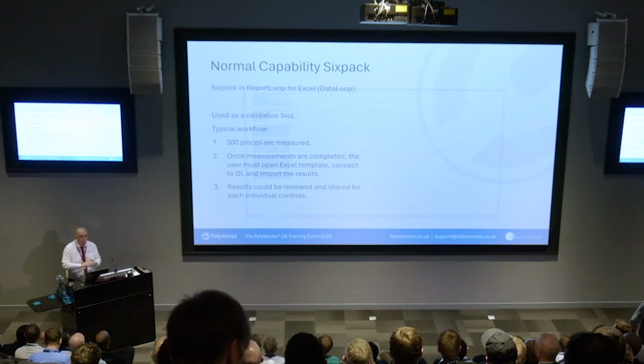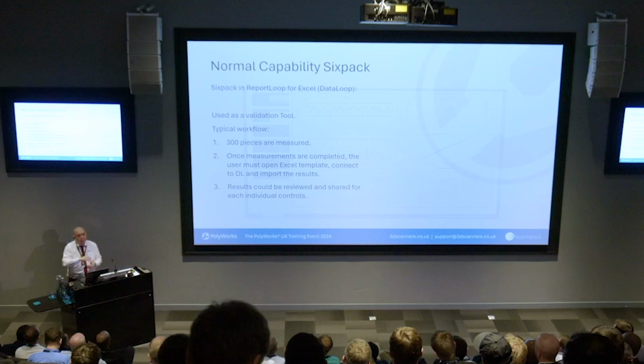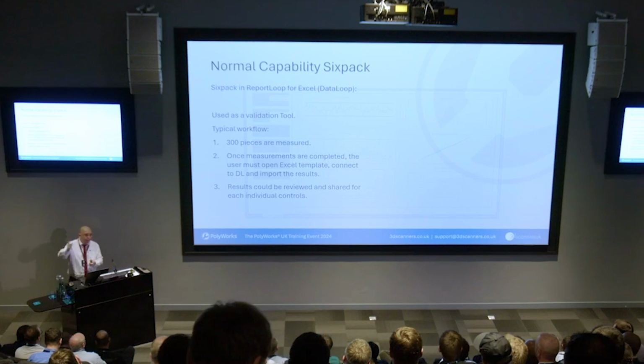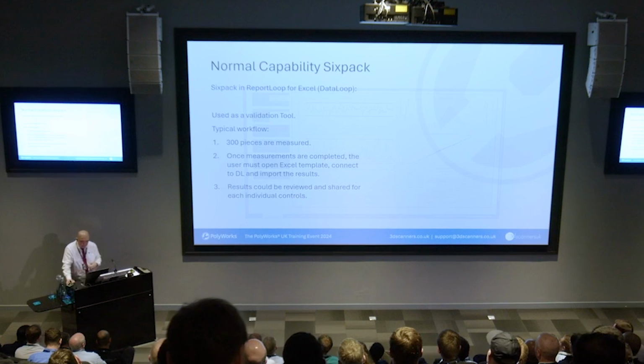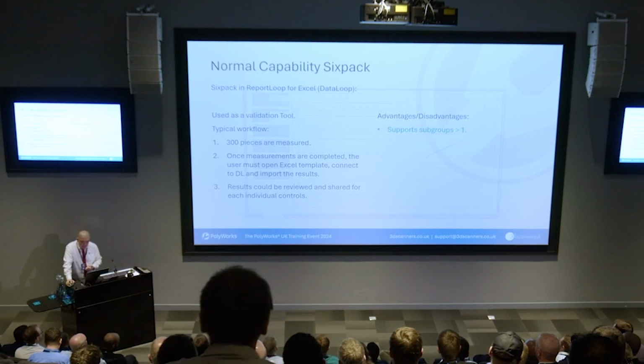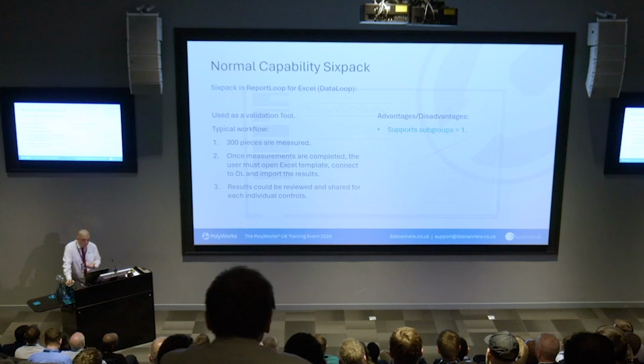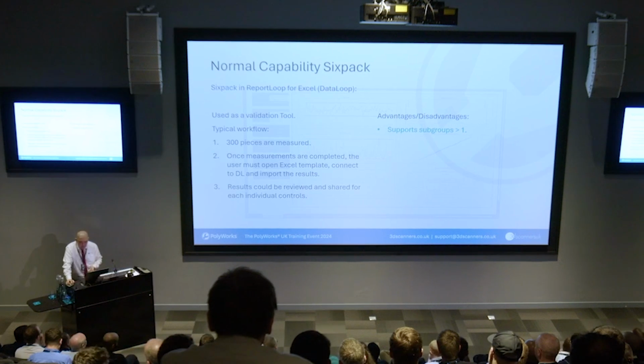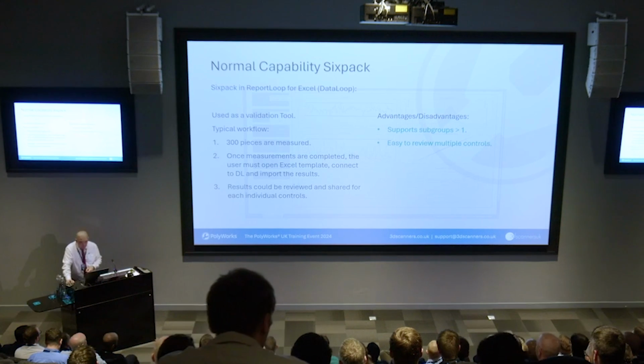So you can actually quickly switch what information you're reporting based on what measurement is in there. Because you're already linking to DataLoop, you're just pulling that information and refreshing those quite easily. So, advantages and disadvantages. One of the advantages is this method supports subgroups greater than 1. There is a field in there where you can choose the subgroup value. And it's easy to review multiple controls, as I mentioned. You can quickly switch the cells to, say, look at circle 1 versus circle 2, and so forth.